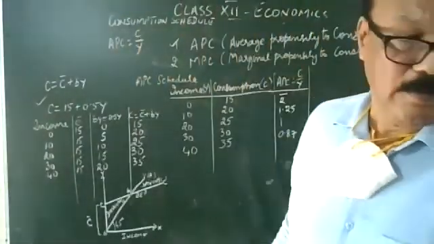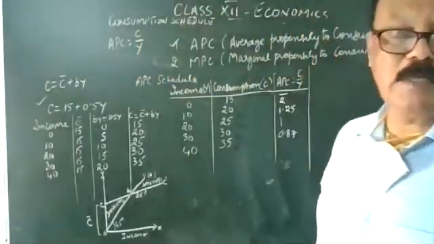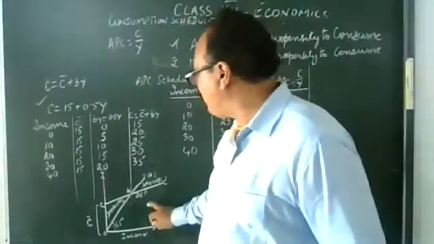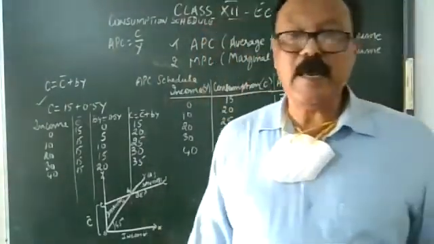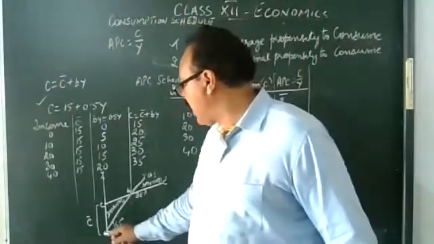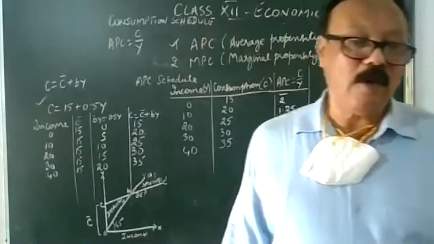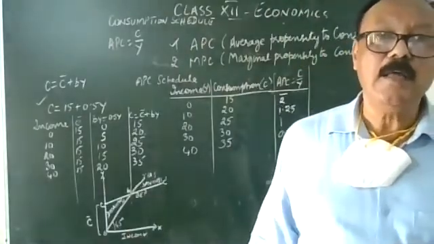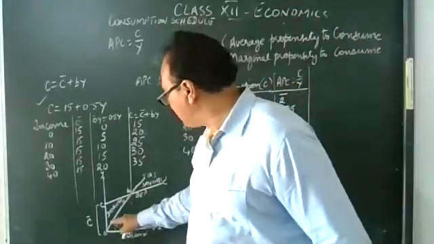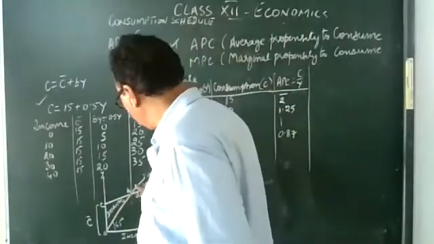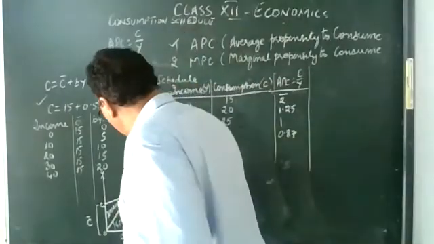Next, what was the observation from this? We said the first observation is that in the diagram, the 45-degree line is the income line. This is called the income line. And it is a right straight line.